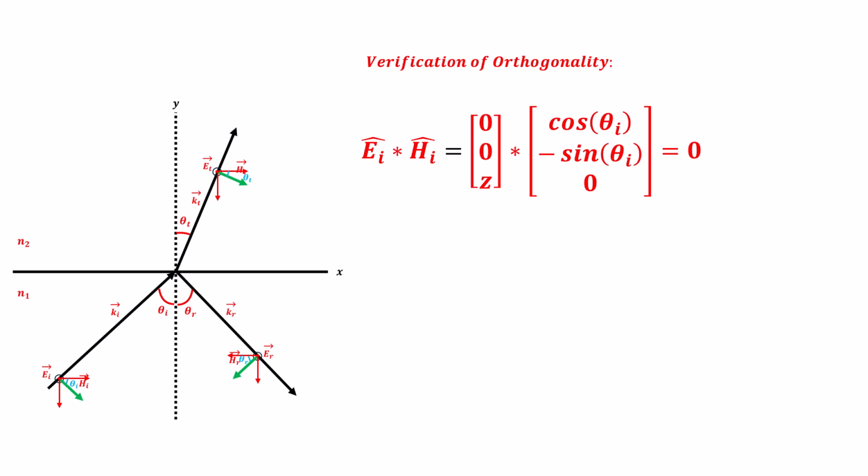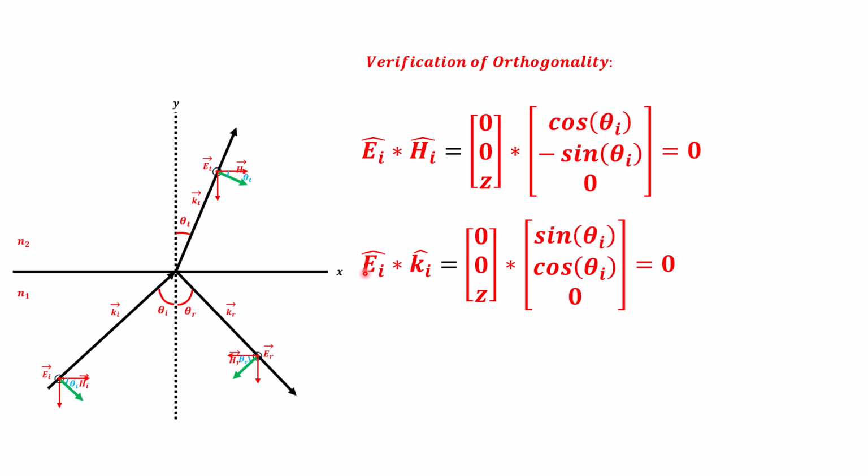This is the unit vector for the incident electric field, which is (0, 0, z), because it is polarized along the positive z axis, as we saw earlier. We take its dot product with the unit vector of the incident magnetic field, and we can clearly see that it's equal to 0 here.